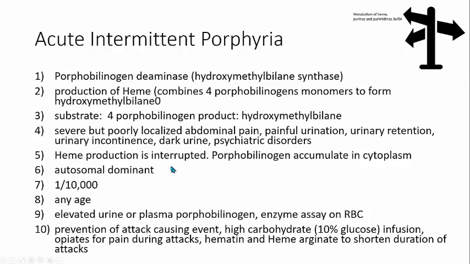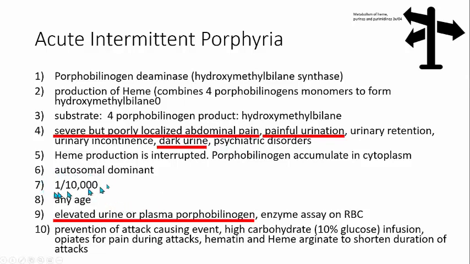In this case, the heme production is interrupted and results in poor localized abdominal pain. These patients typically have painful urination. They therefore retain urine or have urinary incontinence. Their urine turns dark upon sitting, but it's typically darker than average even when it is originally expelled from the body. This is a relatively common disease at 1 in 10,000. We will diagnose it by the elevation in either urine or plasma of porphobilin.